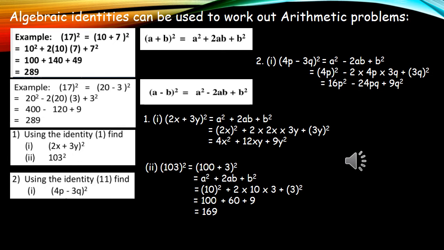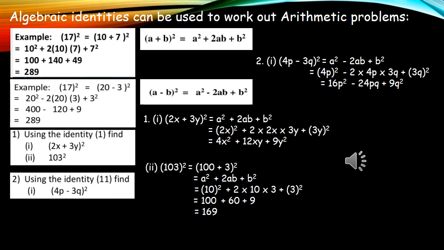So we can write that here a is equal to 10 and b is equal to 7. So we can substitute the values of a and b here. So a square will be 10 square, 2ab will be 2 into 10 into 7, and b square will be 7 square. 10 square is 100, and the second term will be 2 into 7 into 10, that is 140, and 7 square is 49. So if you add, we are getting 289.